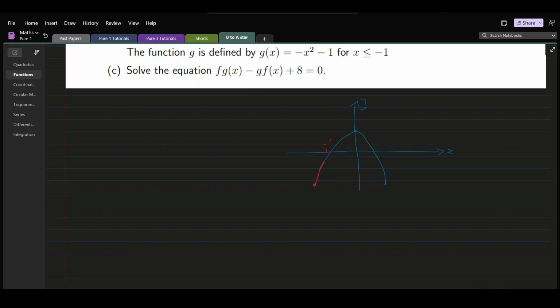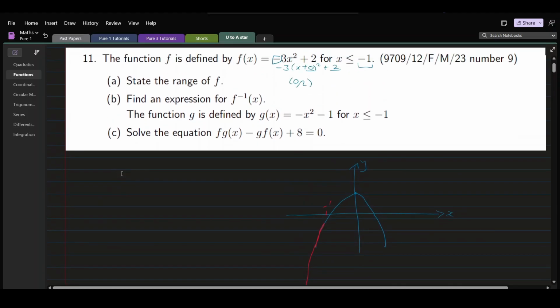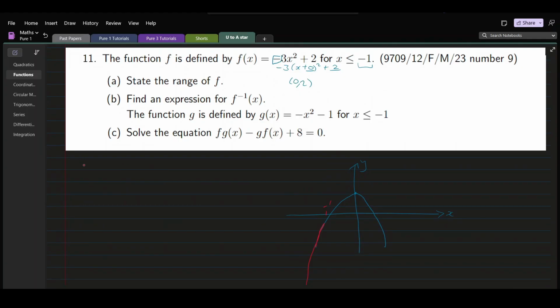So this portion going here would be x is less than or equal to negative 1, and that's the portion that we want. So we need to find the y value when x is equal to negative 1, and we can do that by simply substituting x with negative 1 in f of x. So f of negative 1 is equal to negative 3 times negative 1 squared plus 2. That becomes negative 3 plus 2, and that gives us negative 1 as well. So that would be negative 1.